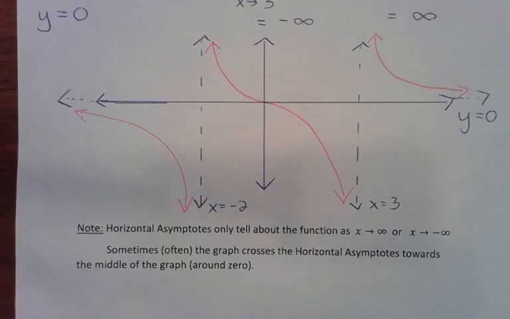Note, horizontal asymptotes only tell about the function as x approaches infinity or negative infinity, like I just said. Often they can cross in the middle of the graph or around 0. So your homework will go over questions just like this. Vertical asymptotes really only has that one technique, same with horizontal asymptotes, and that is pretty much it for new information for the year.